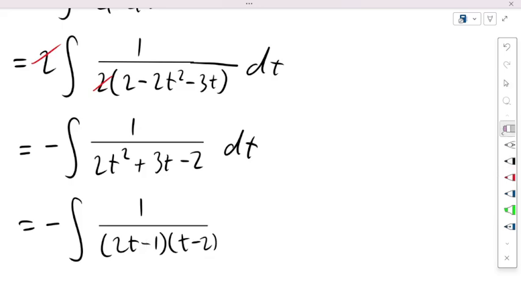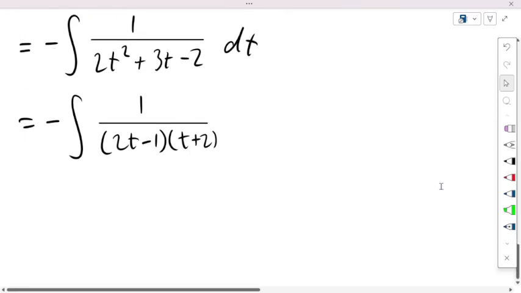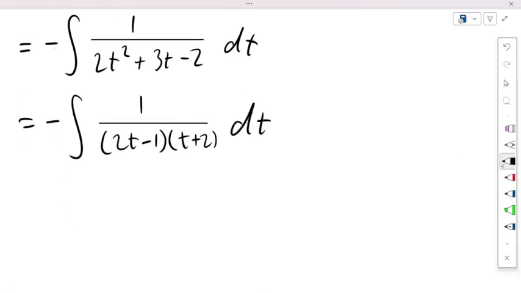Sorry, wrong way around. Minus is here, plus is here. Okay, so it's 2t minus 1 multiplied by t plus 2, and it's going to be dt. Okay, cool. And then from here, what are we going to do? Well, we are going to do partial fraction integration, our favorite part of integration. Oh my goodness. Okay, so let's do that.